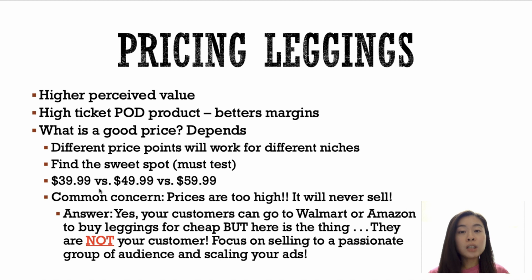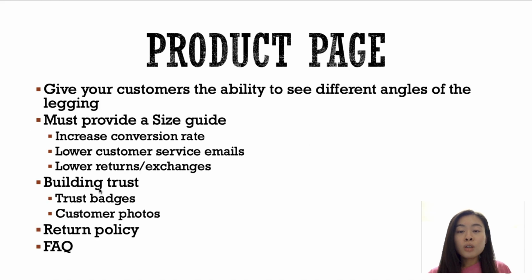Oftentimes, if you are advertising on Facebook, people are impulse buyers. They're not looking for a great deal. They're just going to see your legging and decide whether or not they want to purchase it. For the product page, you definitely want to give your customers the ability to see different angles of your leggings. Now, of course, I don't know which print-on-demand supplier you are using, but if you're using Printful, they will already have provided you different angles for your customers to see.